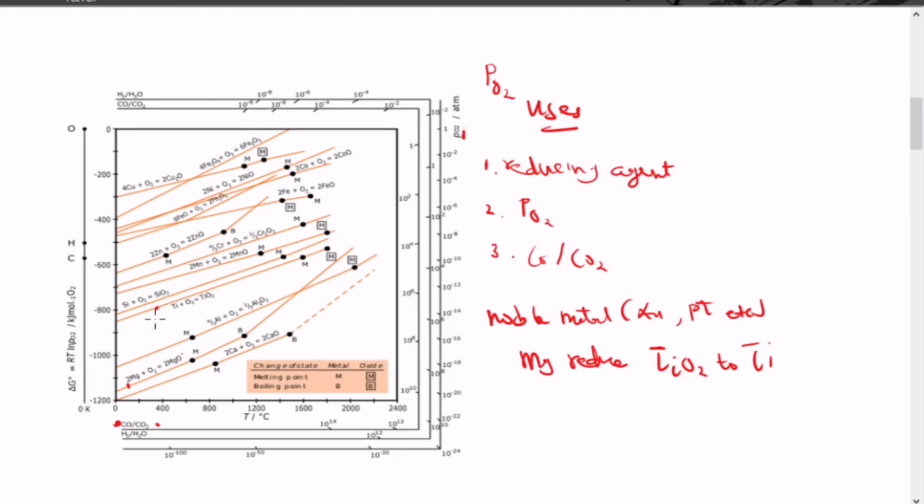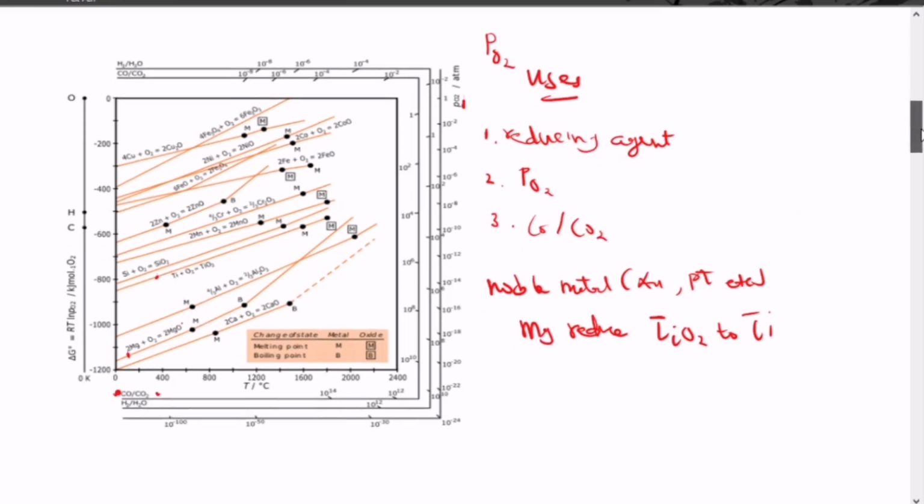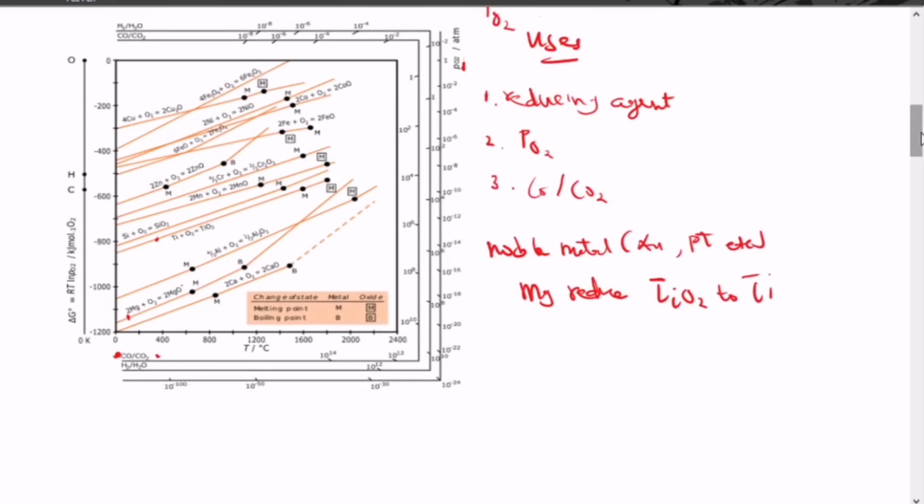Now we go down there. We know that magnesium is below the titanium line. That means that magnesium can reduce titanium oxide since it's below the titanium line. Are you getting it? Now let's try and find the overall reaction. Let me teach you how we can find the overall reaction after you've established that it can reduce that.